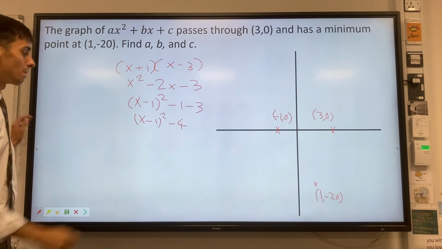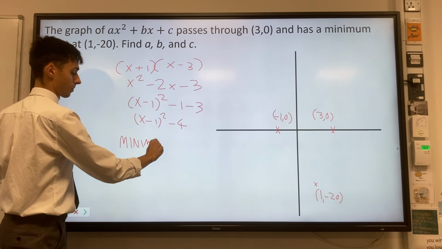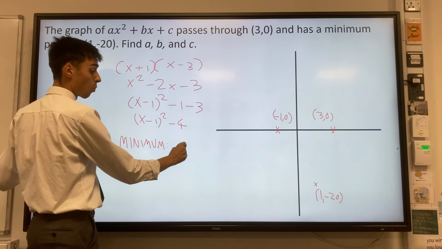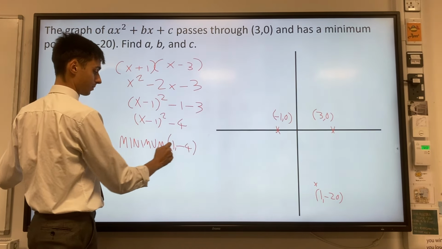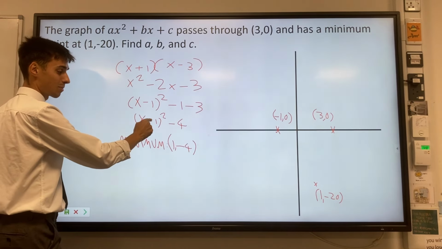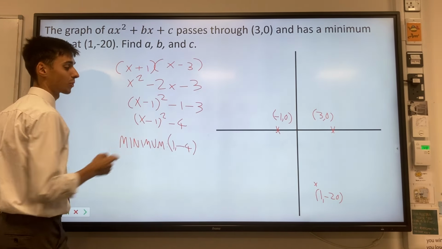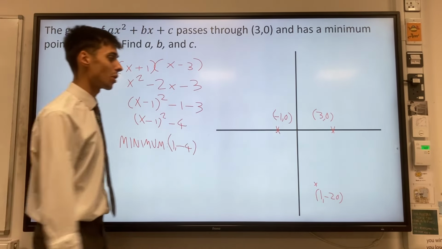So thinking about the minimum point, we want our minimum, it's going to be at 1, minus 4. I remember we take the opposite of this minus 1, to give 1, and minus 4 on the y-axis. Let's actually sketch these things in there at the moment then.